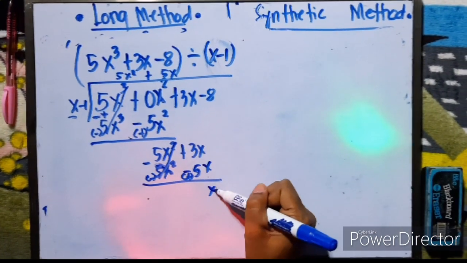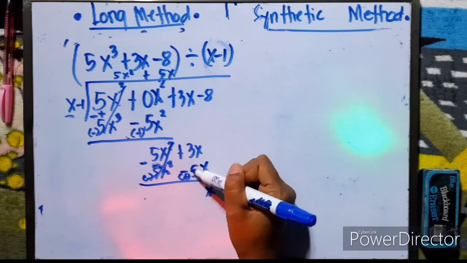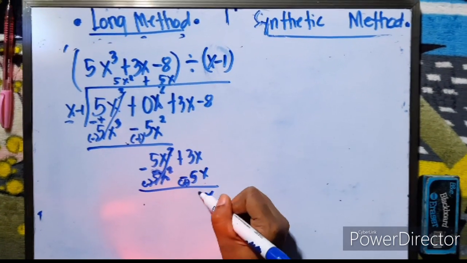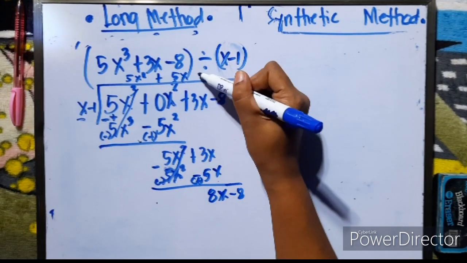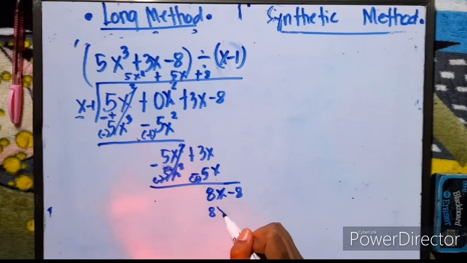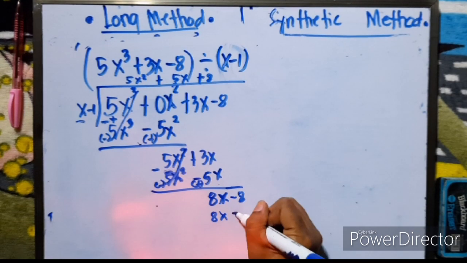They are like signs now. Pareha na sila og sign. So, i-add na to diretso ang ilang value. 3 plus 5 is 8. Bring down 8. Okay, we have 8x divided by x. That is 8. 8 times x is 8x. 8 times negative 1 is negative 8.